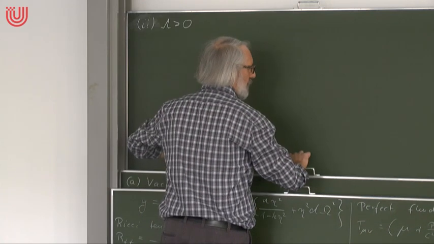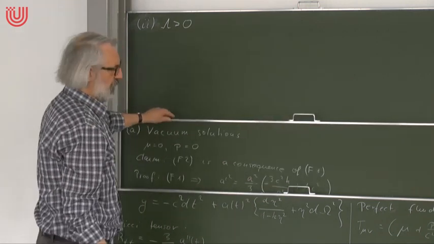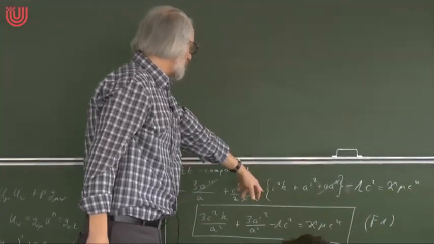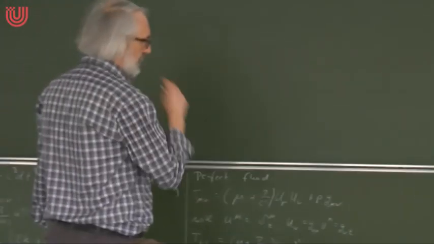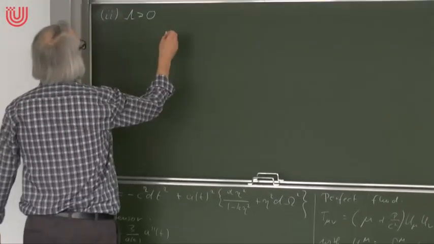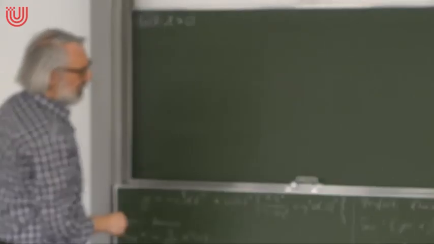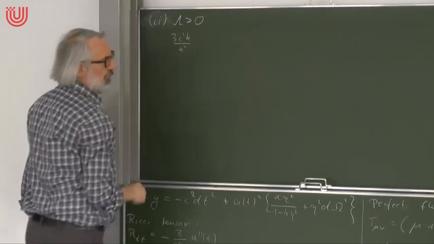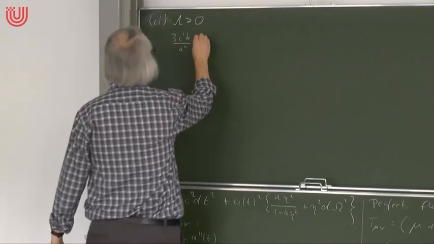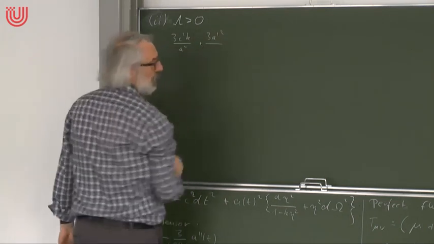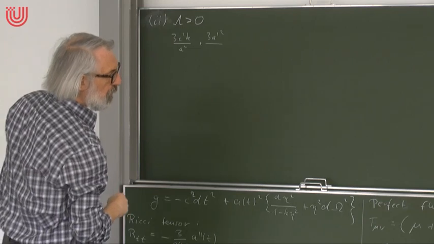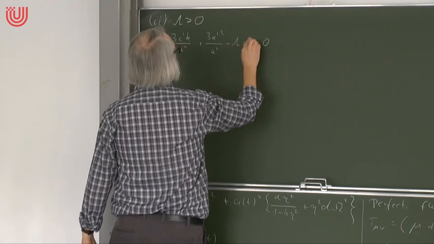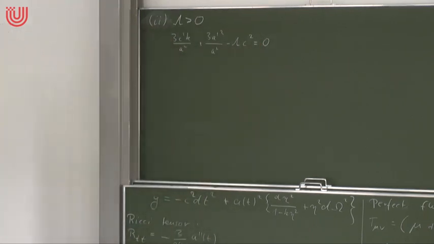I have it here. F1, where's F1? There in the frame. That's the equation, now with the right-hand side 0 and lambda positive. So the equation we have to solve, let me write it down again, is 3c squared k over a squared plus 3a prime squared divided by a squared minus lambda c squared. That's F1, the Friedmann equation for this case.